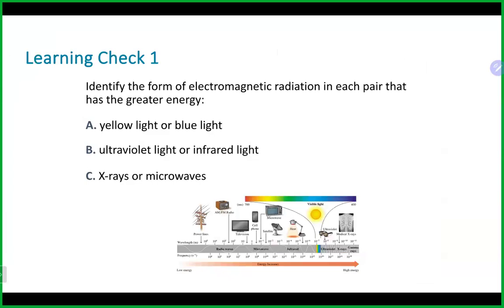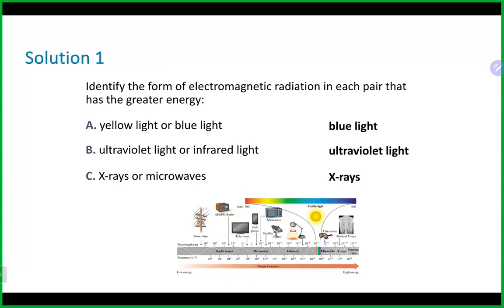All right, so if we look at this, we want to identify the form of electromagnetic radiation that should have the greater energy. So here, yellow light, blue. Again, blue is closer to purple, so that's going to be a shorter wavelength and higher energy. Ultraviolet, infrared, ultraviolet, X-rays, microwaves, X-rays. There you go.